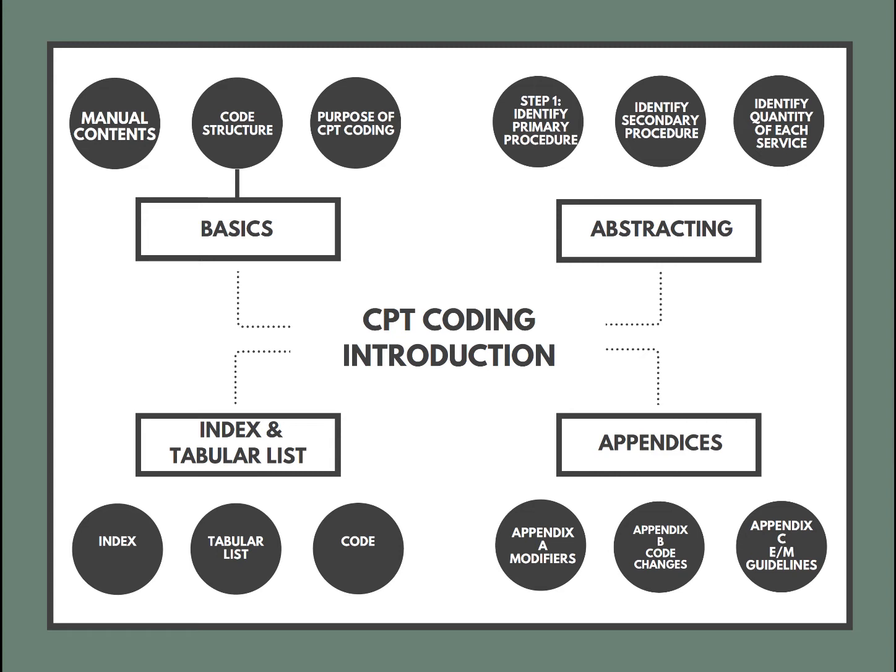The tabular list provides a numerical listing of all CPT codes that are divided into 3 categories. So there's Category 1, which composes the bulk of the CPT. Category 1 codes are 5 digits in length. They are numbered beginning at 00100, and they go all the way to 99607.